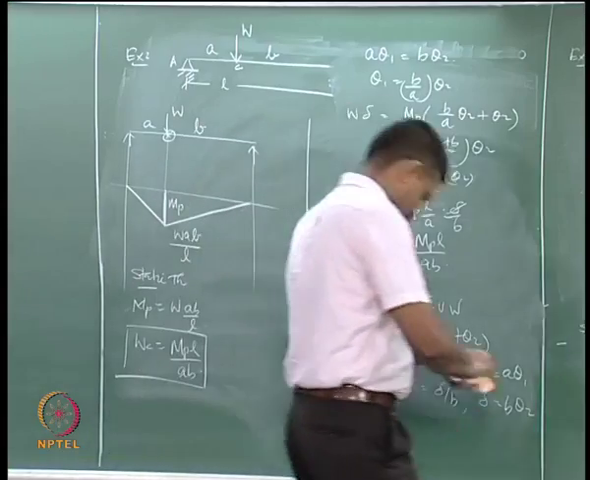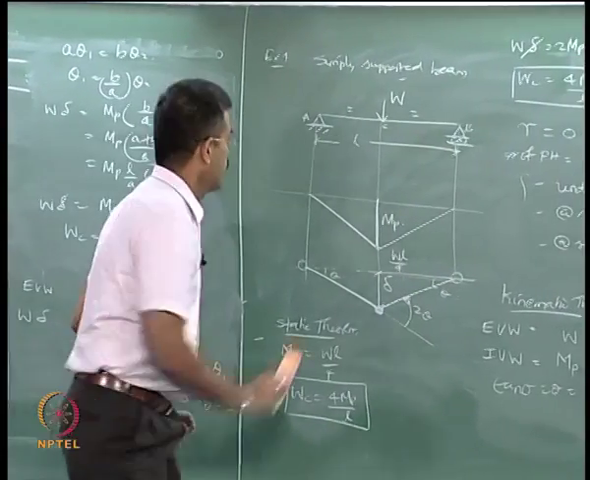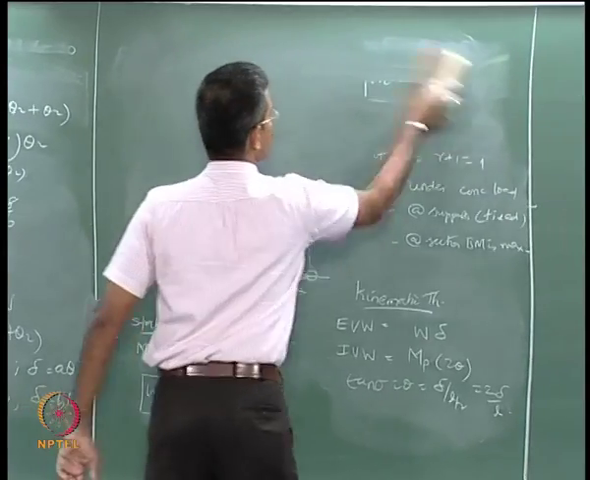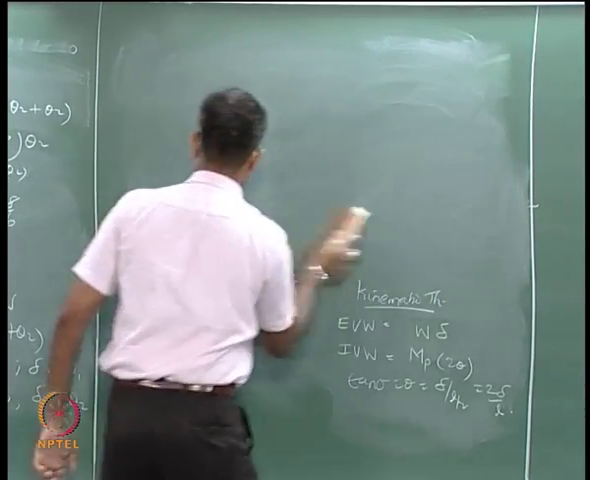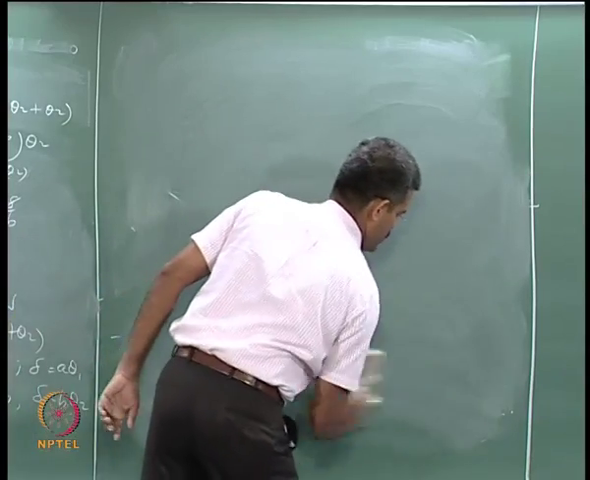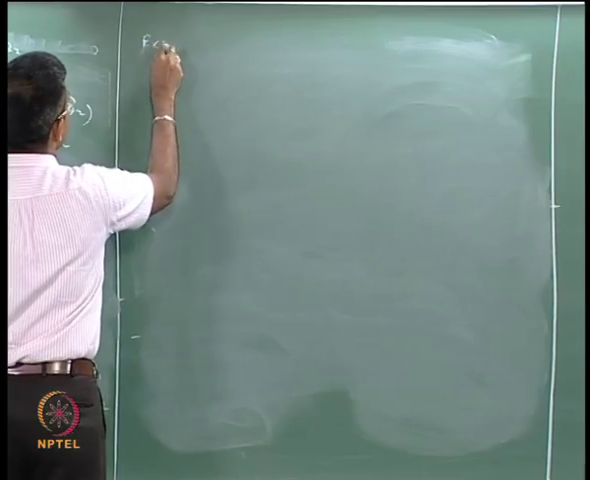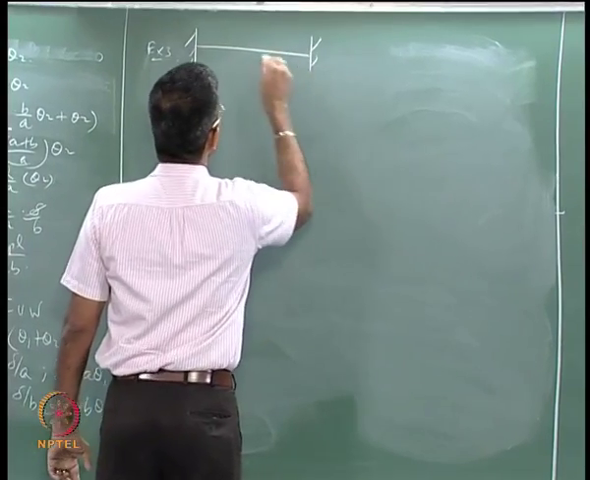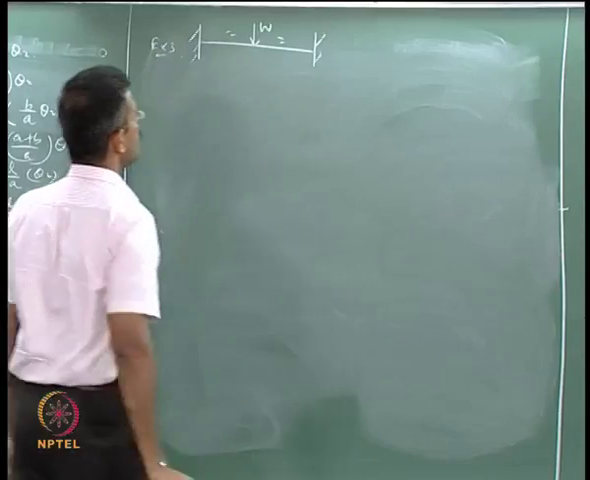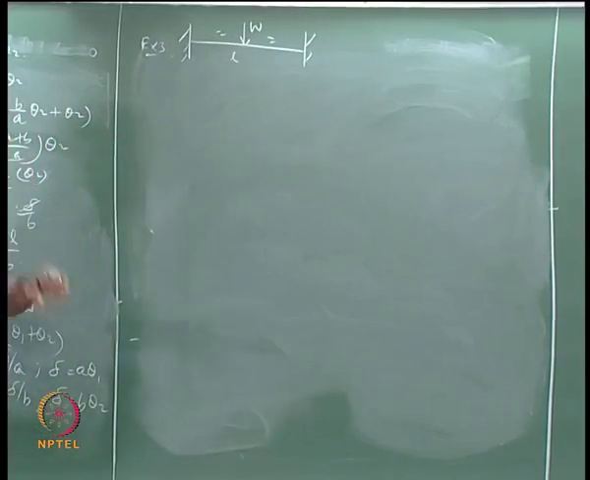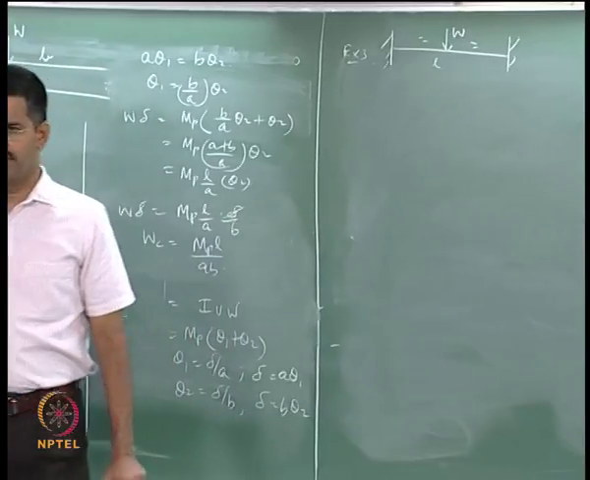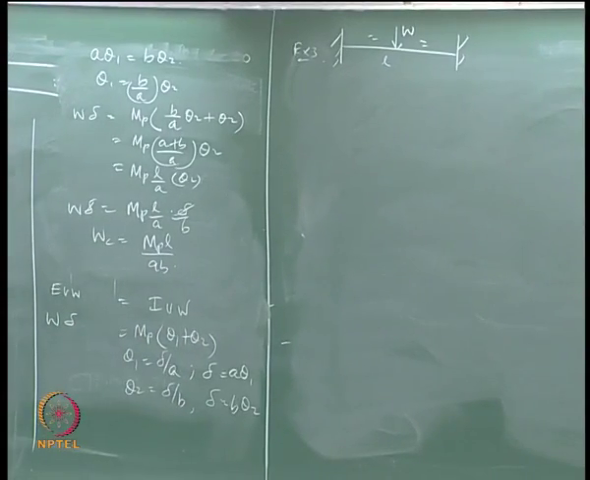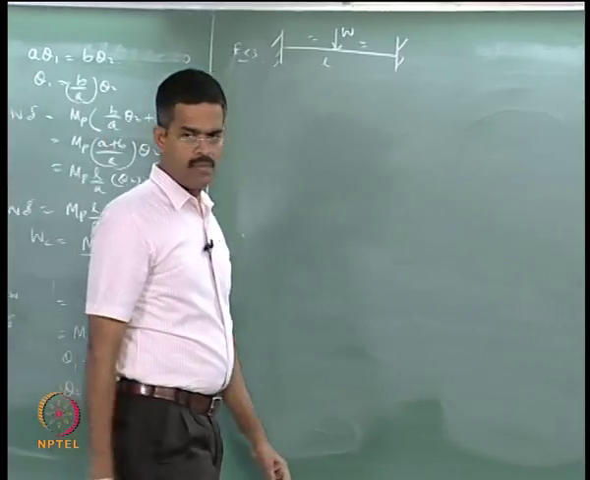Let us do one more example. This time we will take a fixed beam. I will take a fixed beam with central concentrated load, span of the beam is L. Now, what is the degree of indeterminacy of this beam? Okay, how will you calculate degree of indeterminacy?